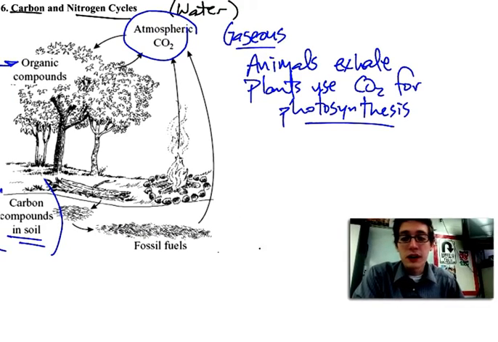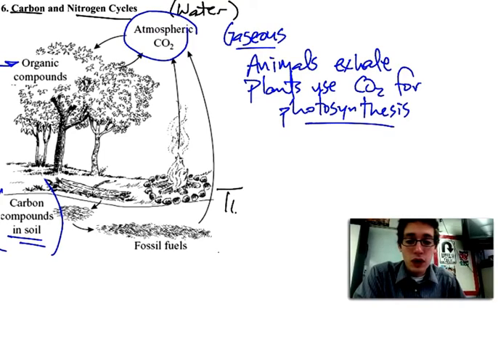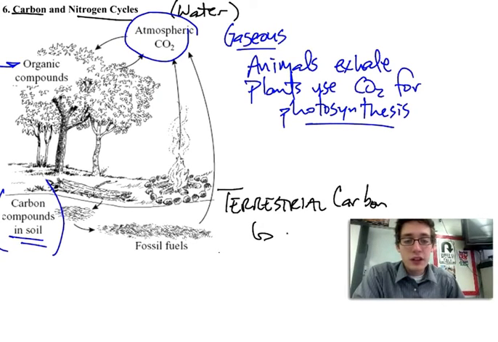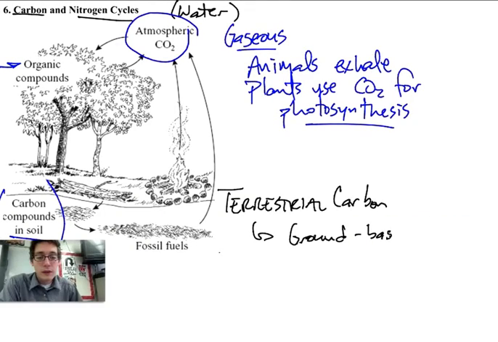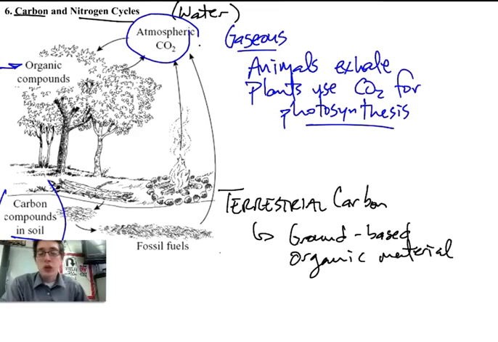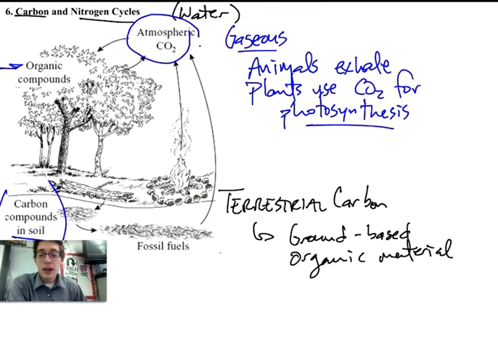And I'll do this in black so we can denote the two. Terrestrial carbon. And so this is carbon that's stuck in the ground, ground-based or organic material. Okay, you are terrestrial carbon. The carbon in your cells is part of locked up carbon atoms.